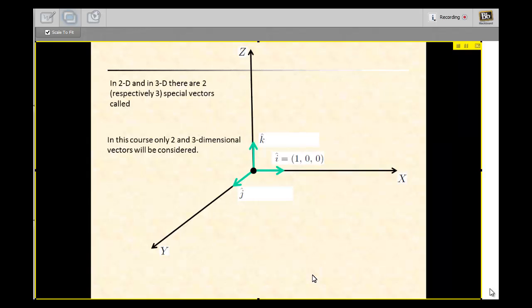These are called the standard basis, standard vectors. And j we will take as (0, 1, 0), and k we will take as (0, 0, 1). So these are called the standard unit vectors. Remember this, because we will use these results later on.